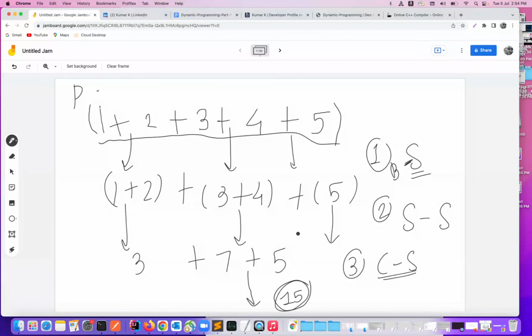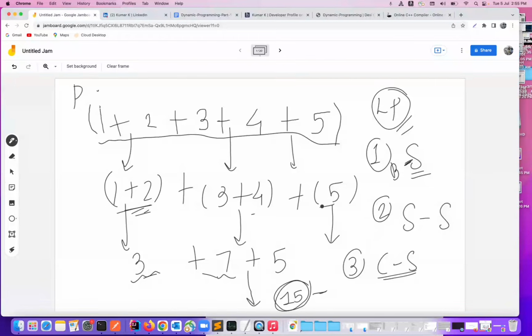You must have noticed what we did to solve the large problem. Let's call LP the large problem. We break the large problem into small parts. Then we try to solve the small problems, because solving a small problem is in general easier. So solving the small problems, 3, 7, 5, and then combining the solutions of all the small problems, we get the answer to the largest problem. 3 plus 7 plus 5 is 15.